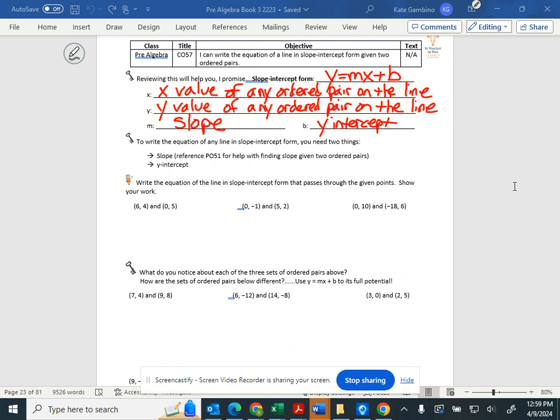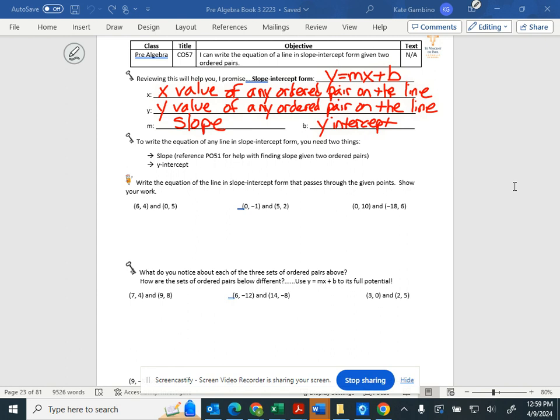We've had that for every objective. We're still writing it over and over because it's that important. To write the equation of any line in slope-intercept form, you need two things. You need the slope, and we need the y-intercept.